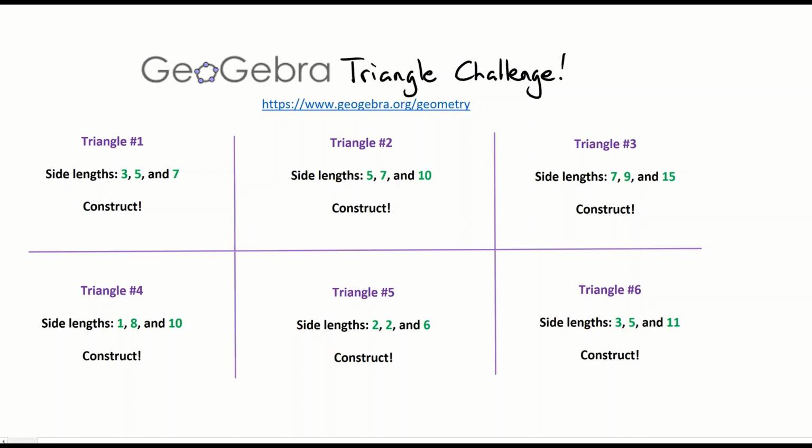Using GeoGebra, and I'll show you how in just a moment, you're going to create 6 triangles. Here are the requirements for all 6. Triangle 1 has to have side lengths of 3, 5, and 7. Triangle 2, 5, 7, and 10. Triangle 3, 7, 9, and 15. 4, 5, and 6. You can see the side lengths there.